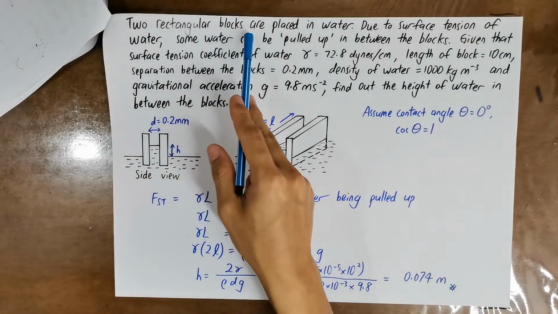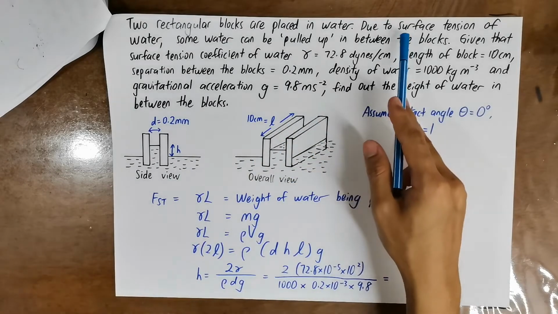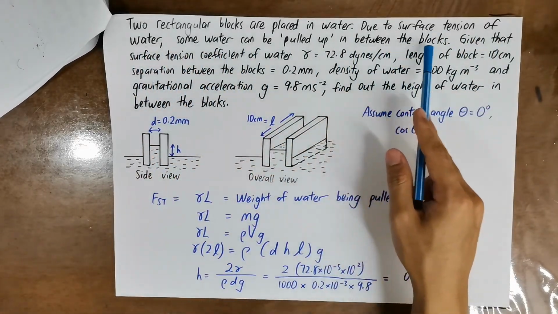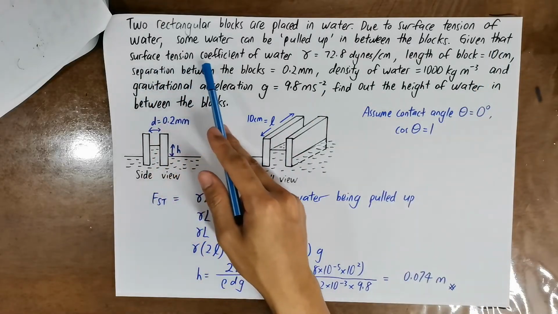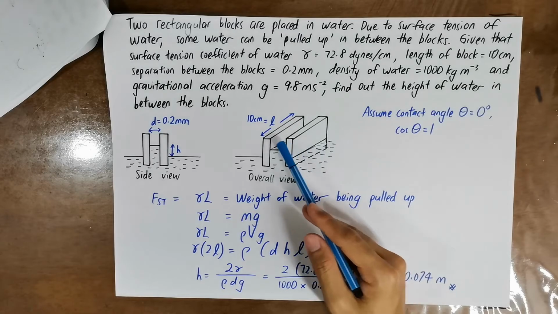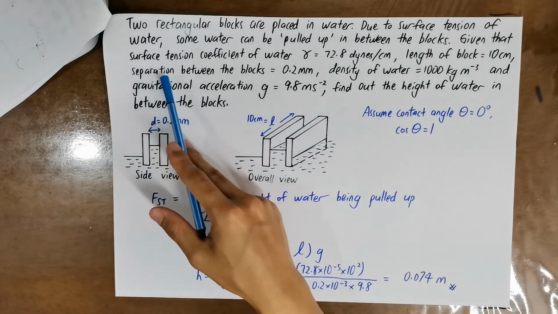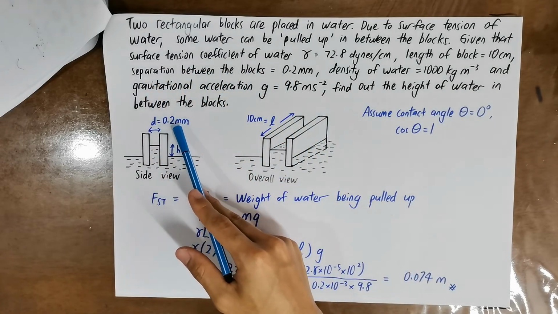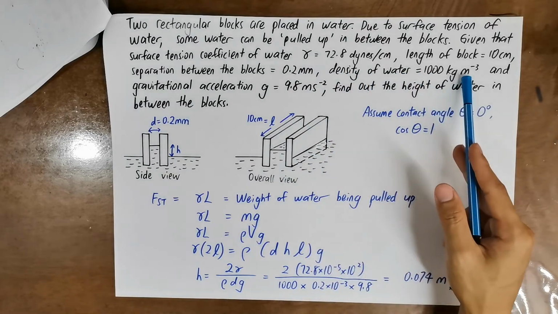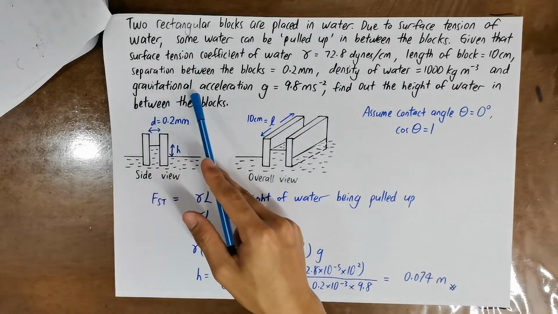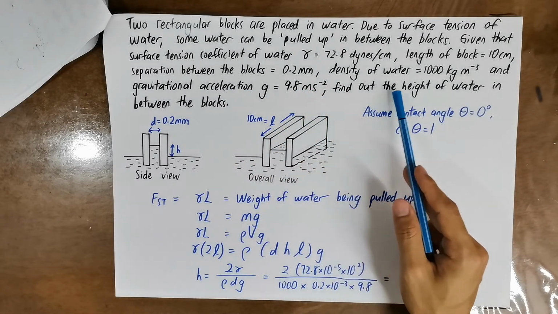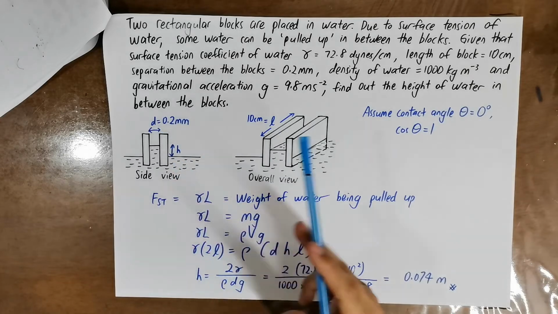Two rectangular blocks are placed in water. Due to surface tension of water, some water can be pulled out in between the blocks. Given that the surface tension coefficient of water is like this, the length of the block is 10 cm, the separation between the blocks is 0.2 mm, the density of water is 1000 kg per meter cube, and the gravitational acceleration g is 9.8 meter per second squared. Please find out the height of water in between the blocks.